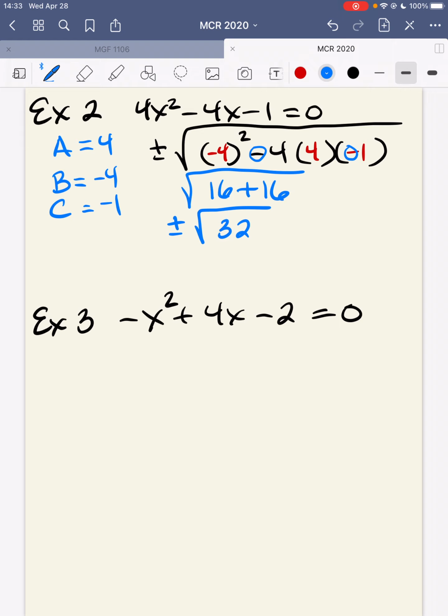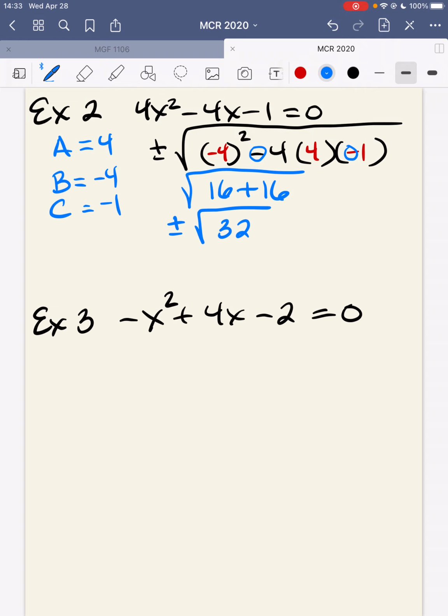All right. Now this is not a perfect square, so we will have to see if it breaks down. Okay, so we have 16 and 16 got us there. So what times what is 32, and do we have a perfect square in there? That's what we need to figure out.